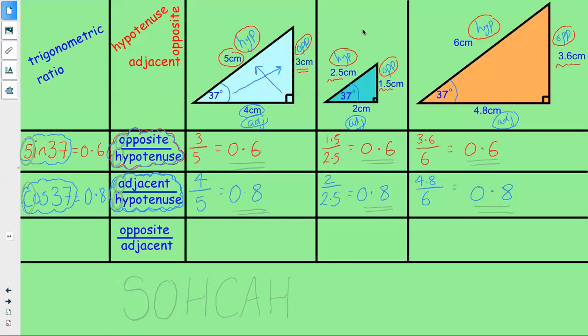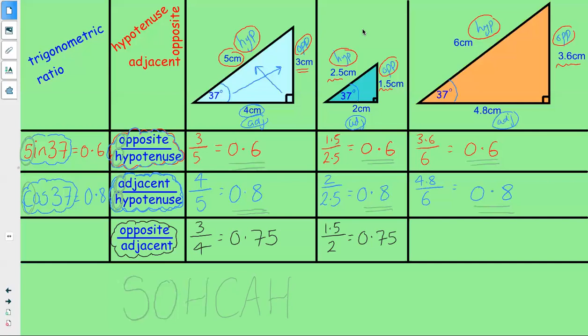Okay, let's move on. So the next one states opposite. The ratio is opposite over adjacent. So the opposite for this first triangle here is 3, and the adjacent is 4. If I did 3 divided by 4 on my calculator, my answer is 0.75. Next triangle, opposite is 1.5, and the adjacent is 2. If I do that on my calculator, my answer is 0.75.